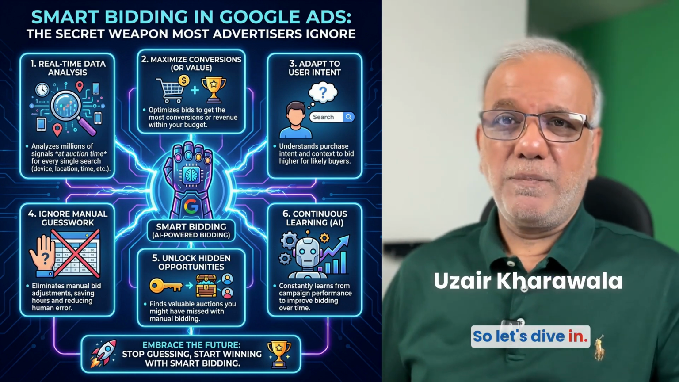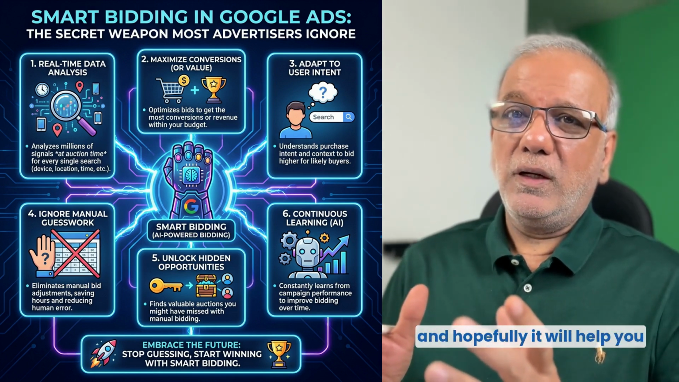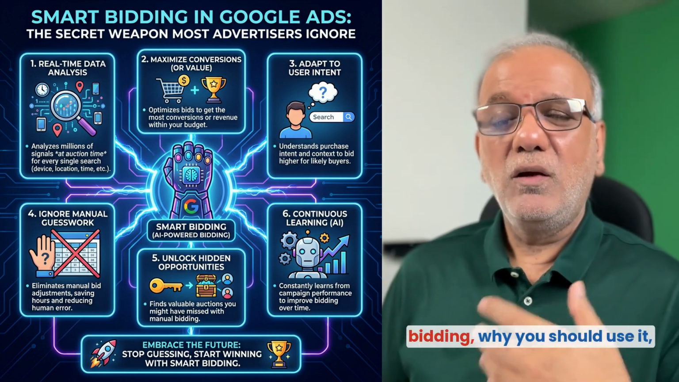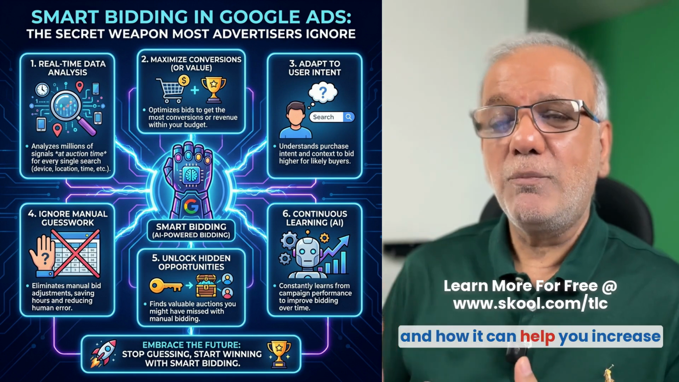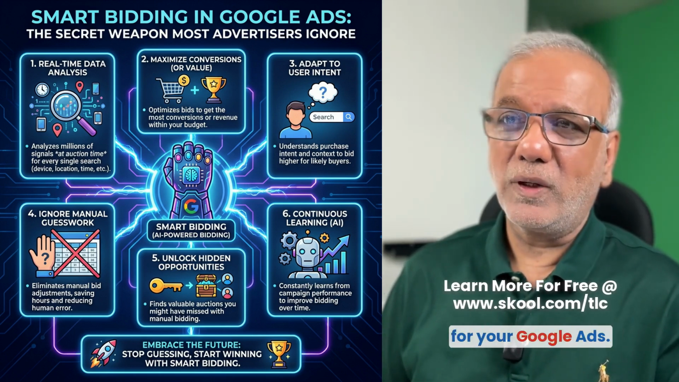So let's dive in. There are 6 things I'm going to go through today, and hopefully it will help you understand what is smart bidding, why you should use it, and how it can help you increase your ROI and the ROAS for your Google Ads.